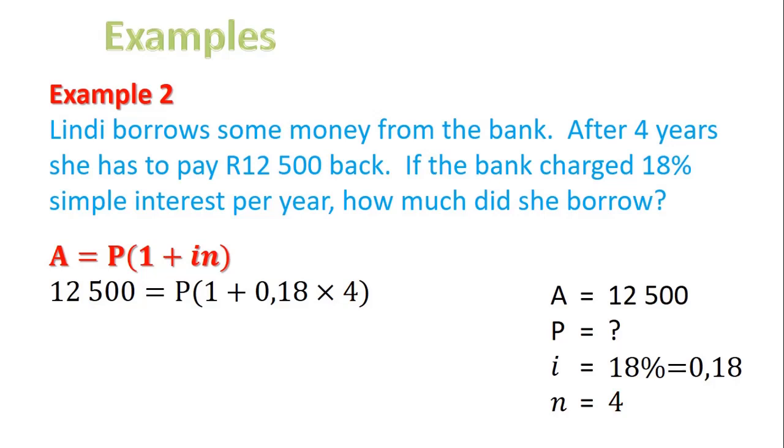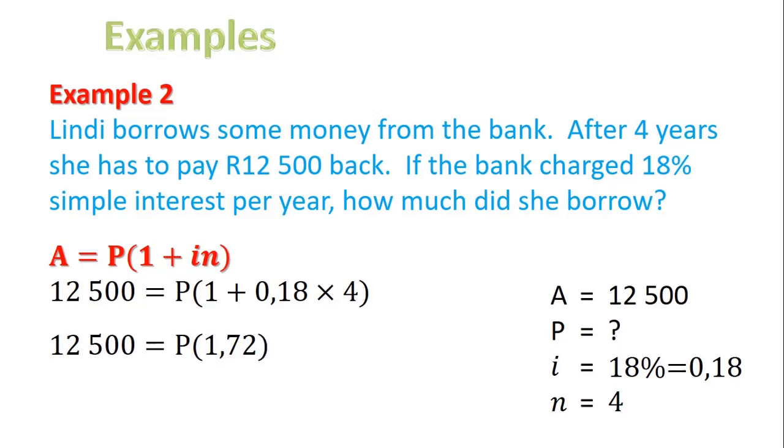Excellent. Next step, I now have to work out what's in my bracket. So I get 12,500 equals P, and now my bracket. I have 1 plus 0,18 times 4. Well, I do my BODMAS, so I get 0,18 times 4, and then I add that to 1, and I get 1,72, close bracket.